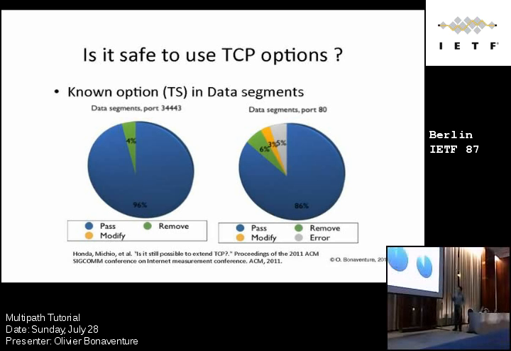So they did measurements by using multiple port numbers. They used 34443, which is a port number which is supposed to be used by nobody, and port 80, which is used by quite many people.